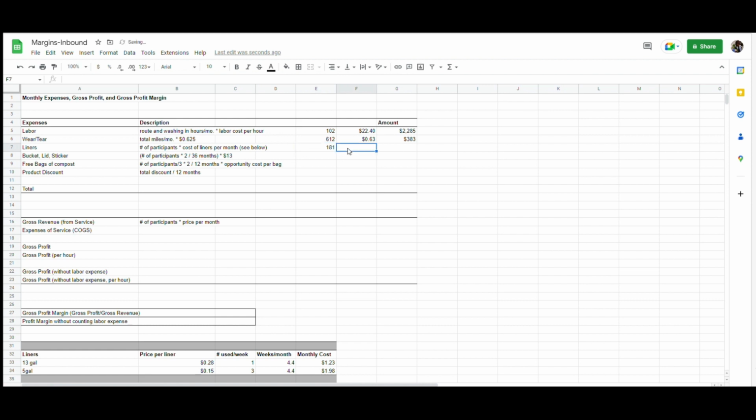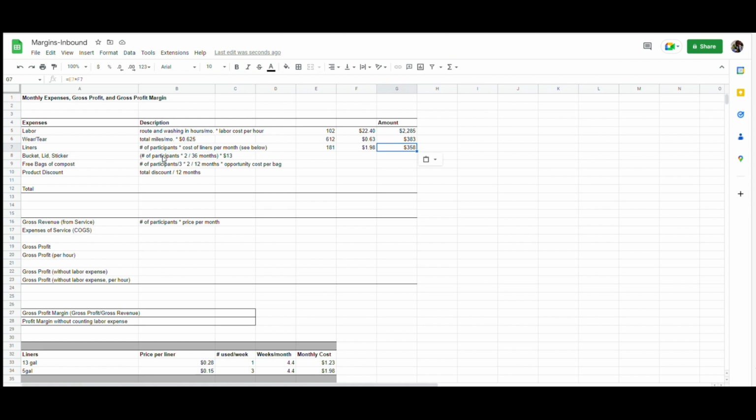Okay, the cost per liner. Again, this might change over time, so I'm going to put in this cell. This cell is E34, so I'm going to say I want this to equal E34. Okay, and it automatically puts in whatever I have here. Okay, now again, my monthly cost for liners is how many participants times the cost per participant. So the same equation that we had up here, we want applied to the liners. Okay, good.